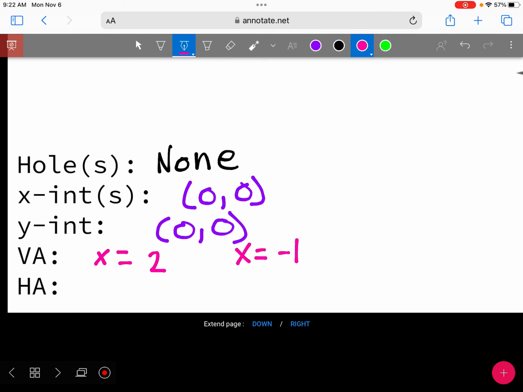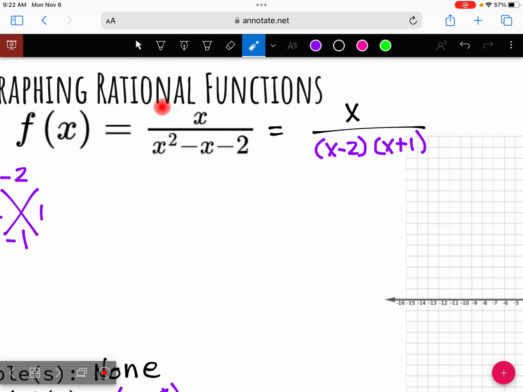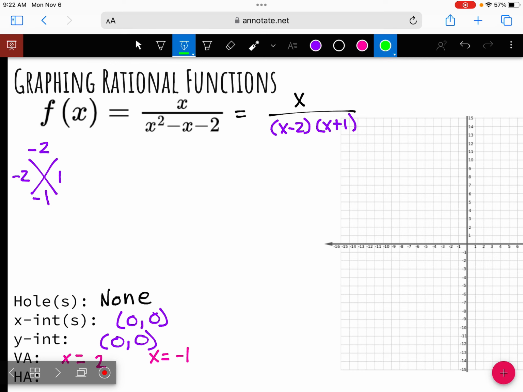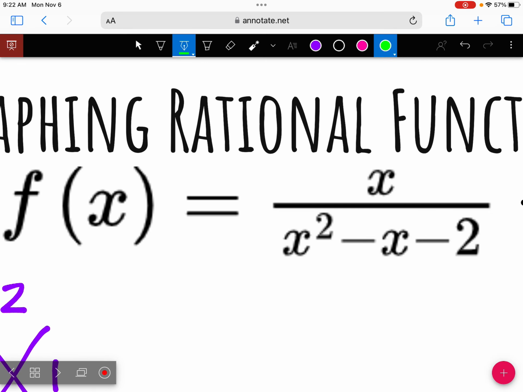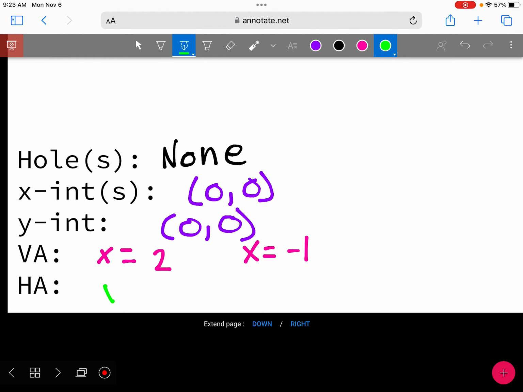For our horizontal asymptote, we look at our strength over here. I have more x squareds on the bottom than on the top. So if we think about this as having 0x squareds, our ratio of our leading coefficients is 0 over 1. y equals 0 is our horizontal asymptote.